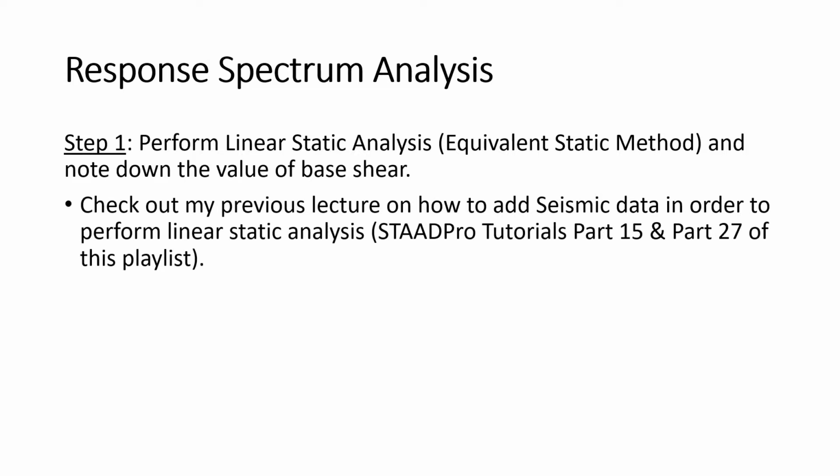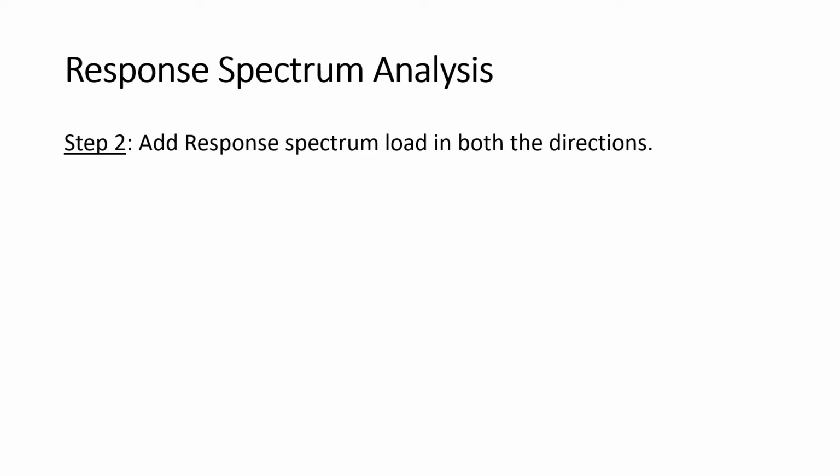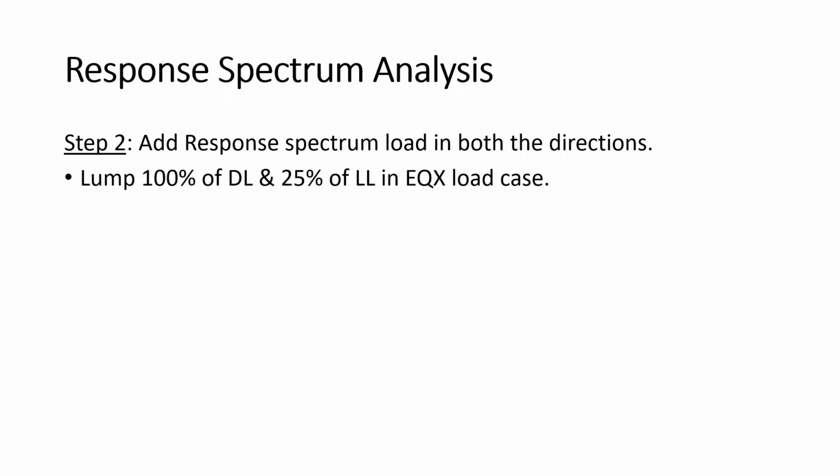Since we have already performed the equivalent static method in our previous lectures, I would suggest you to go through those lectures. I have explained that in lecture number 15 and 27 of this playlist. In our case, the base shear in x direction comes out to be 1510.3 kilonewton and base shear in the z direction is 1396.46 kilonewton.